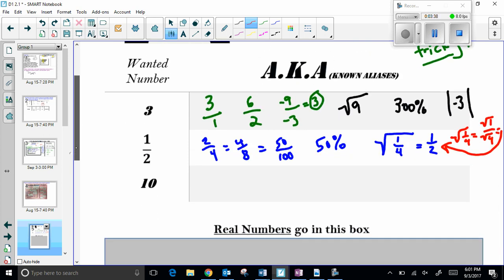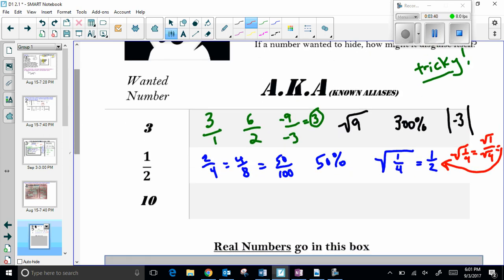I think 10 is going to be real similar. 10 can be 10 over 1. It could be 1,000 over 100. It could be the square root. Oh wait, could we write that as a square root? Yeah, could be the square root of 100. Could be the absolute value of 10. Could look like that.